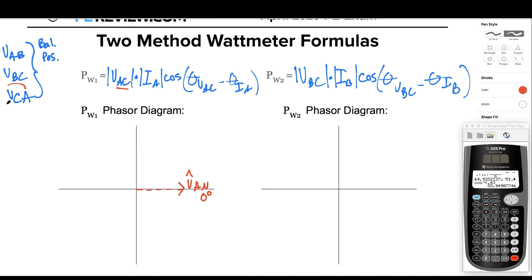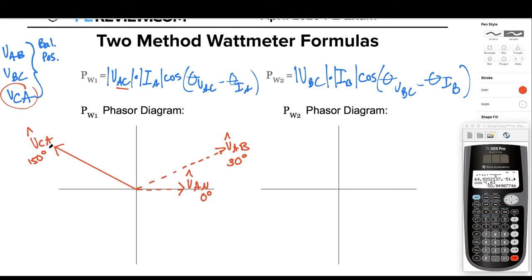how would I normally find VCA? First, from VA neutral, I can find VAB, right? That's our A line voltage. How do I go from A line to C line? What do I got to do? I'm going to go this way by how much? 120 degrees. Great. First of all, if this is at 0 degrees, what's my A line voltage? That's going to be at 30 degrees, right? So 30 plus 120 is what? 150, right? Great.